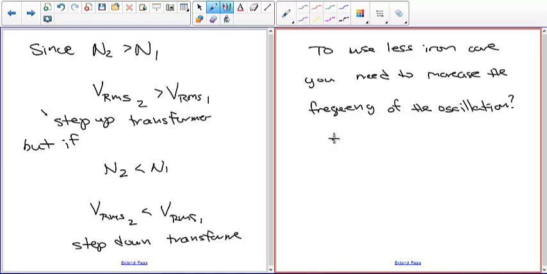So what we need to do is go from 60 hertz to something higher. So there's two questions: how high do you go, and how do you get to a higher frequency? Say we want to go to 100,000 hertz. How do you get an oscillating signal at 100,000 hertz? It turns out that's what they do.